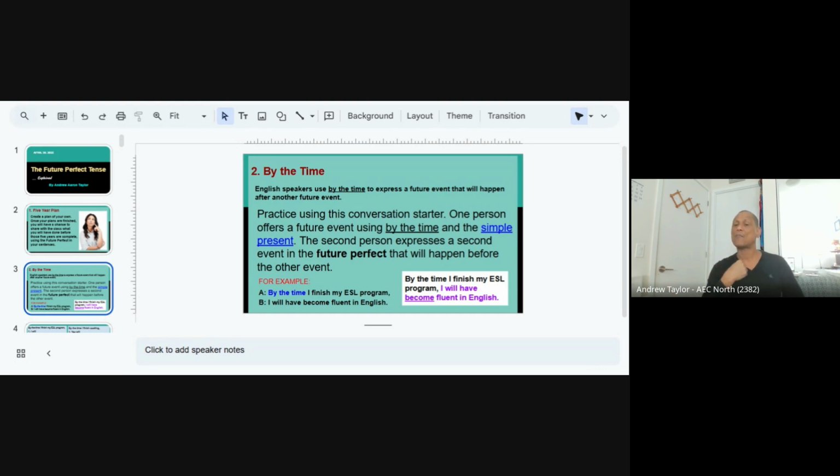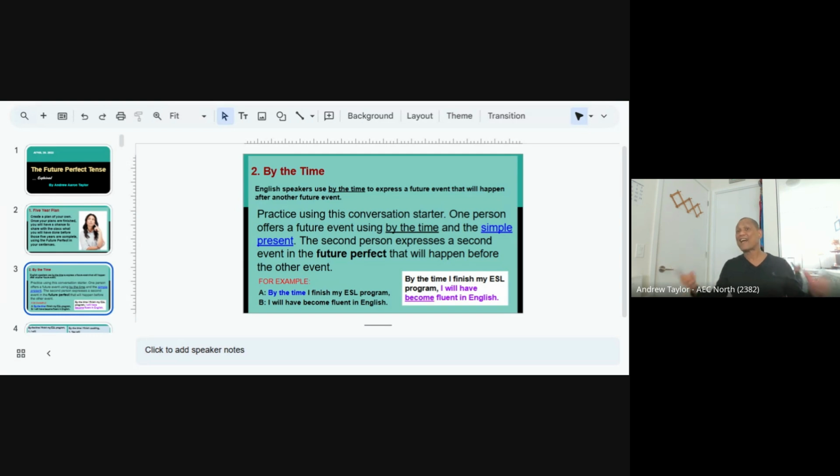Question: am I finished with my ESL program? Nope. Have I become fluent in English? No, because these two actions will actually happen in the future. But one action that will happen first is I will become fluent in English. And I will become fluent in English changes to future perfect tense, which is, look at the purple color, I will have become fluent in English.